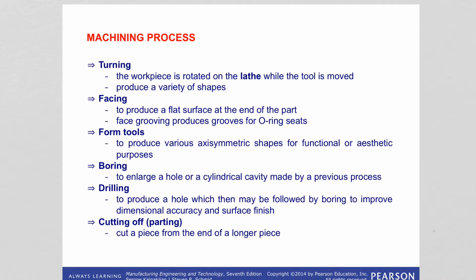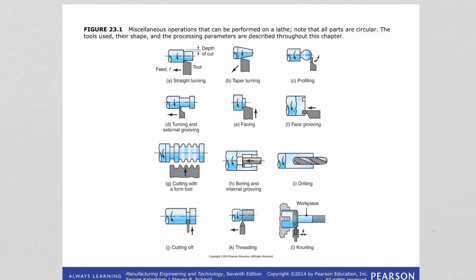Next is boring. This is to enlarge a hole or a cylindrical cavity made by a previous process. So in this case, you already have the hole or the cavity made previously and you enlarge it. You are seeing it in image H here. So an already prepared hole, and you are making it larger.